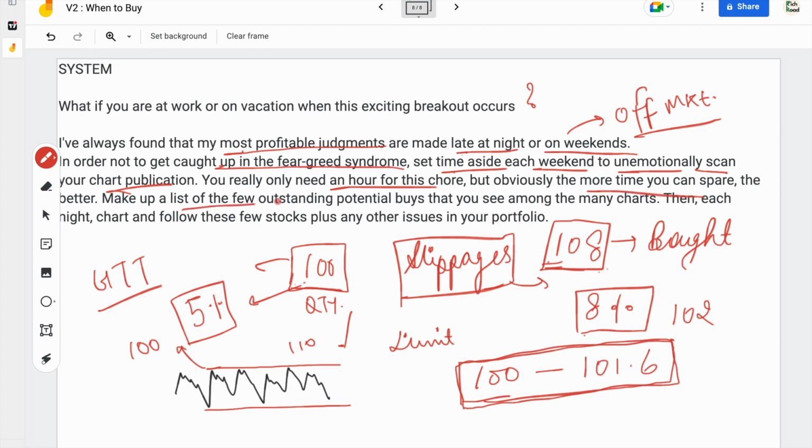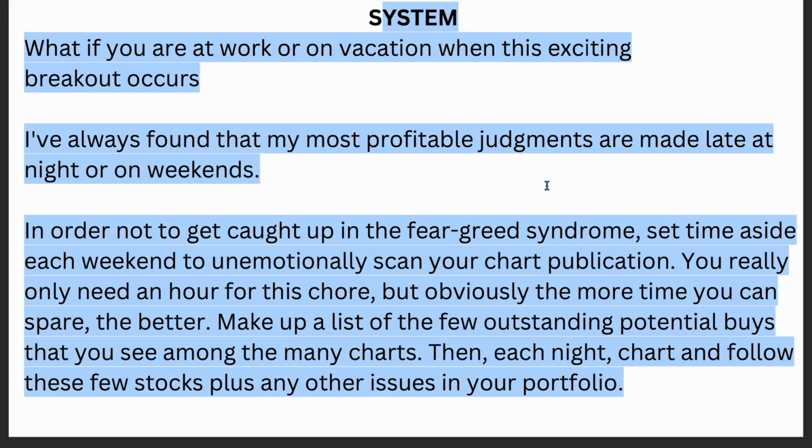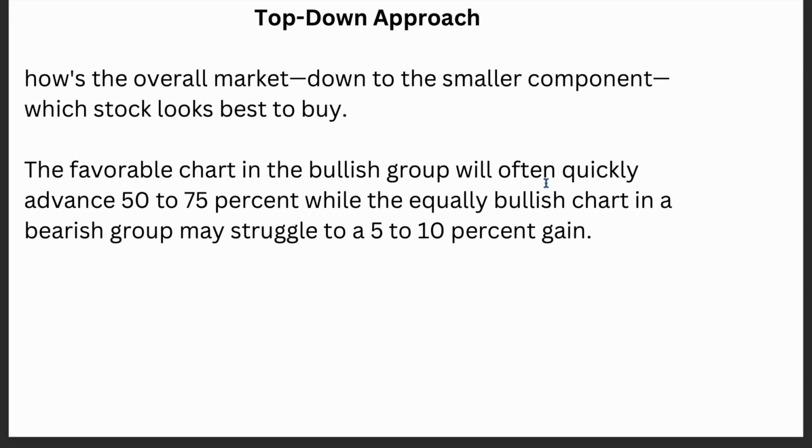Then he says make up a list of a few outstanding potential buys you see among the charts. That is what you have to do out of the weekly list that I publish on the channel. You have to select the best among those. Those are good. It's your job to select the excellent among those. And then you can just follow these stocks and keep adding and removing from your portfolio. So this is great advice on system.